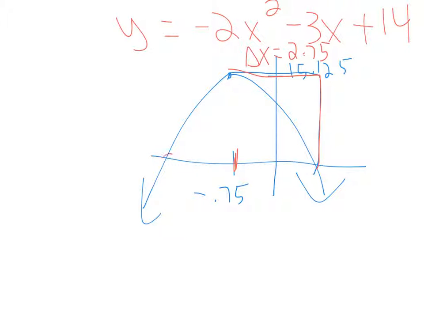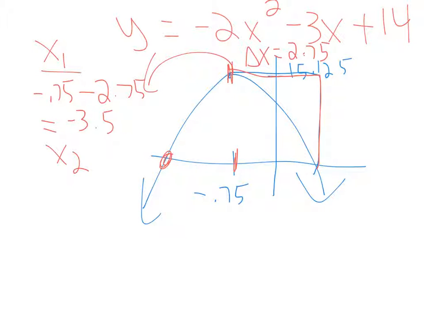So that means x1 is going to be negative 0.75 and to the left. So it's going to be negative 0.75 minus 2.75, which is going to equal negative 3.5. That's x1. x2 is going to be negative 0.75 plus 2.75, right? So now I'm going this way. And that works out to 2. Okay, so those are our two x-intercepts.